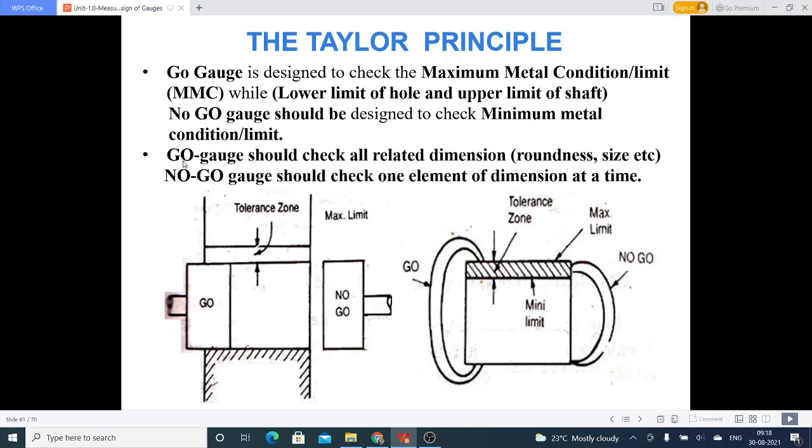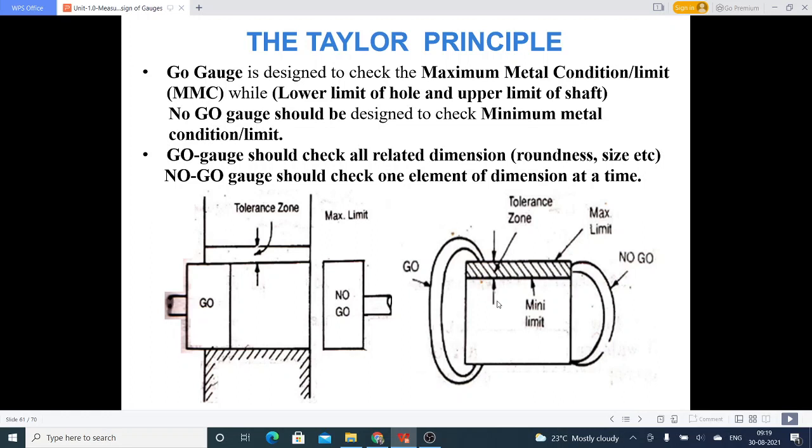So what is the other condition? The go gauge should check all related dimensions like roundness and size. You can see a shaft diagram is shown, and this is a go gauge. You have to move this go gauge from one point to another point, so that it indicates whether your shaft is manufactured with the actual roundness or not.